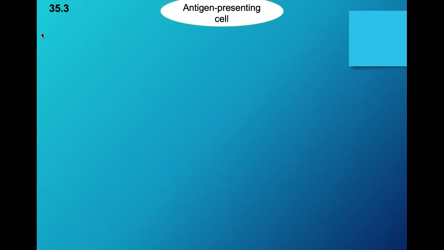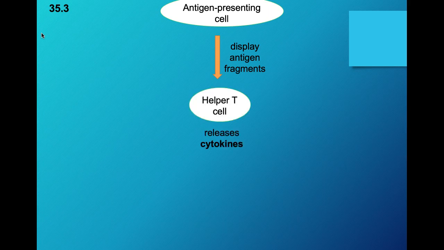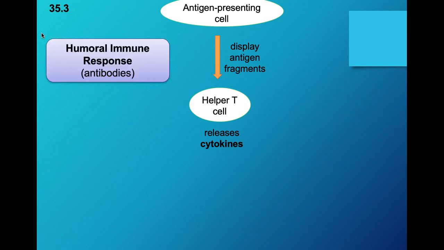This one slide is basically going to summarize, without much detail, all of section 3. So we have antigen-presenting cells, which display antigen fragments from that pathogen. Helper T cells are triggered from that and release cytokines, however you want to say it. And the fact that the cytokines are released is going to trigger two different responses from our body.